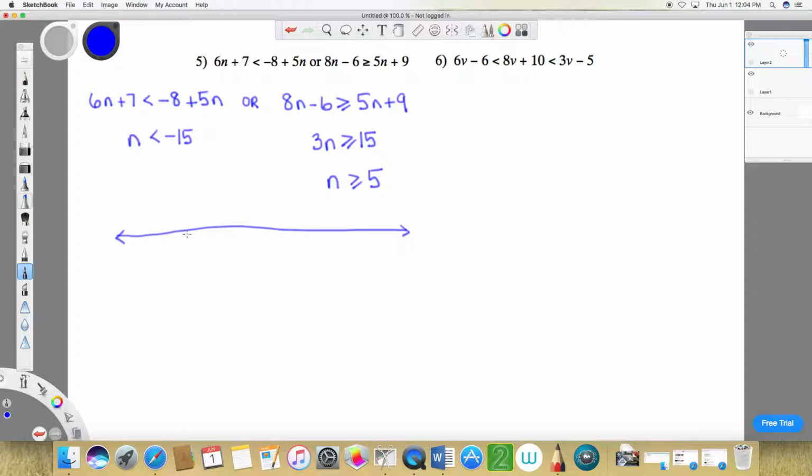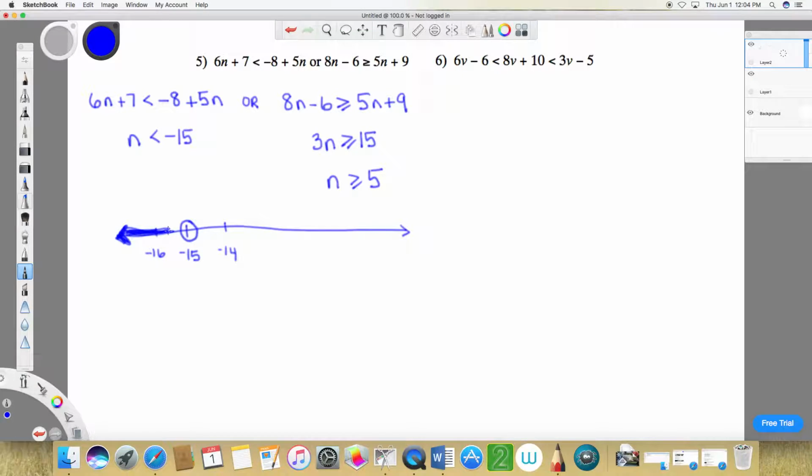Negative 15, say, is here, which would make negative 16 and negative 14 the integers that surround that. Since it's a strict inequality, negative 15 is not in the solution. n is less than that, so we shade all the numbers to the left.